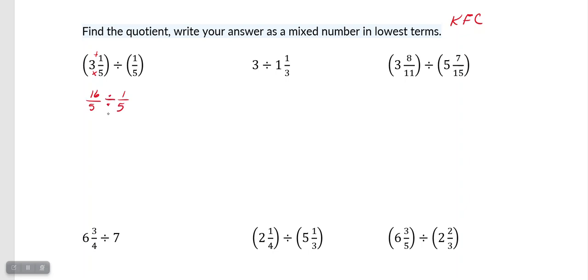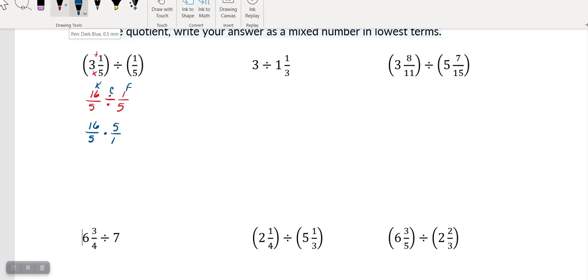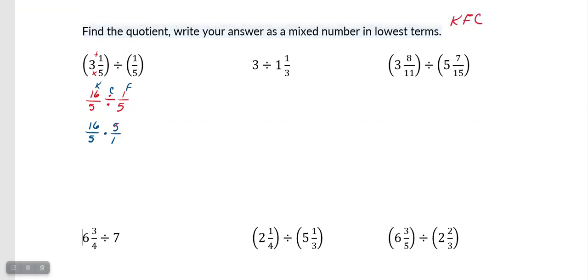And then I can look at this and I can do my keep, flip, change. So I'm going to keep the first one, flip the second one, change my sign in the middle. So I have 16 over 5. Division becomes multiplication. And I flip the 1/5, making it 5 over 1. And then I always look, can I cancel anything? And in this case, I've got a 5 in the bottom, 5 in the top, so they cancel.